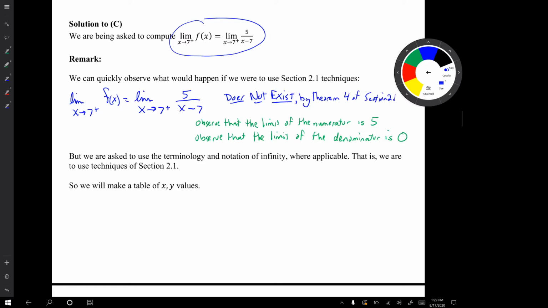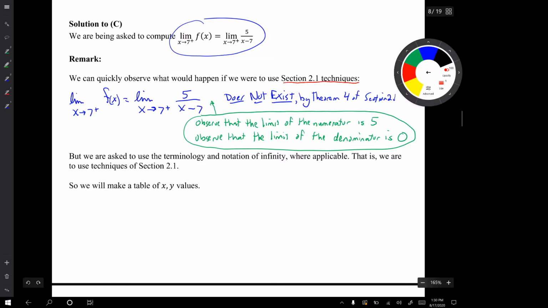So the limit of f of x is the limit of this ratio, and it does not exist by theorem 4 of section 2.1. So this thinking that I've circled in green is what goes on here. That's how we reach the conclusion that the limit does not exist. But again, that's how we would have solved this problem using section 2.1 techniques. But we're supposed to use the terminology and notation of infinity. These are the techniques of section 2.2.